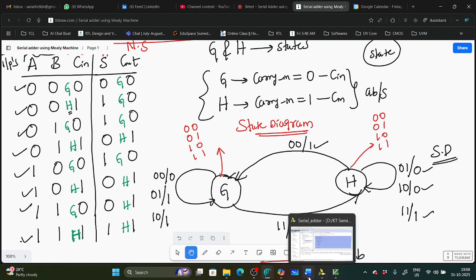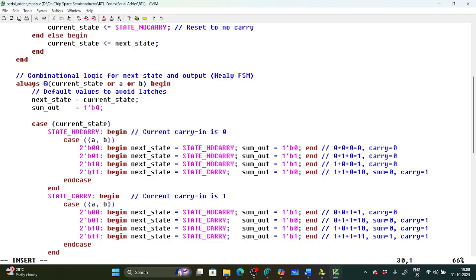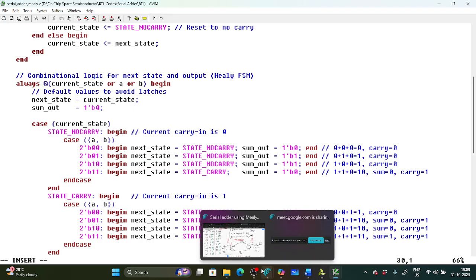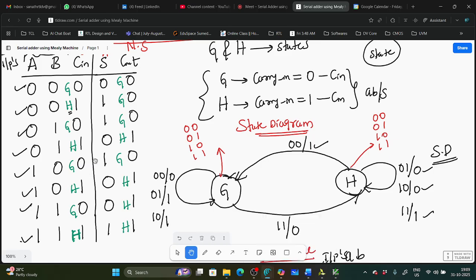Okay, this one. And next, you see if it is 1 0, 1 plus 0 plus 0. Okay, 1 plus 0 plus 0 means what? Carry equal to 0. So carry equal to 0 means what? Next state equal to state no carry. So if you see the diagram, 1 0 0, it is in the same state now. It will be in the same state.